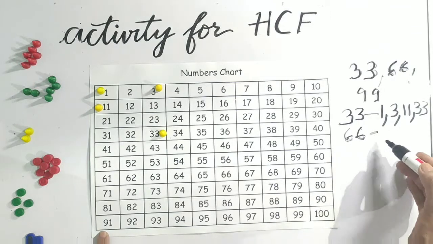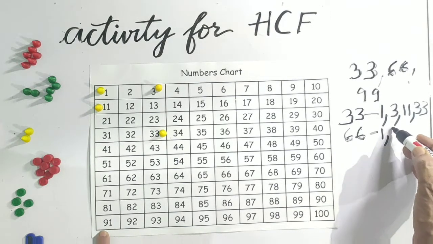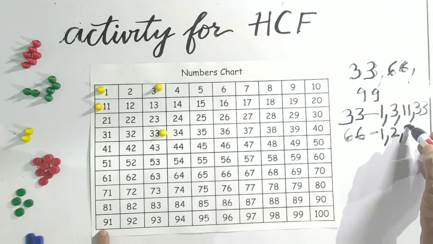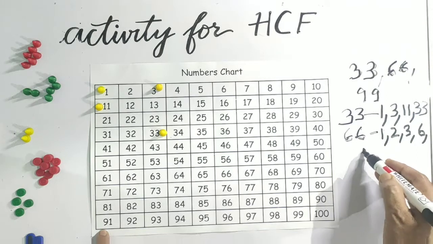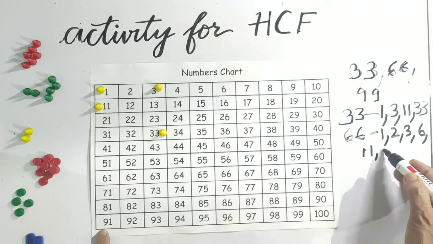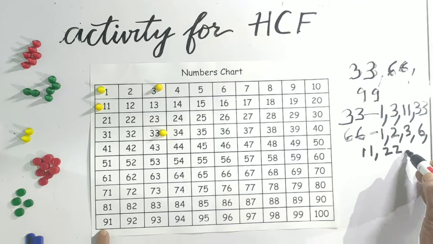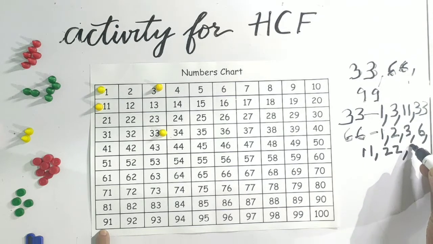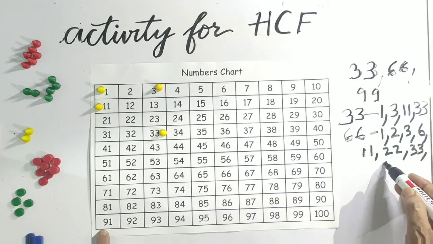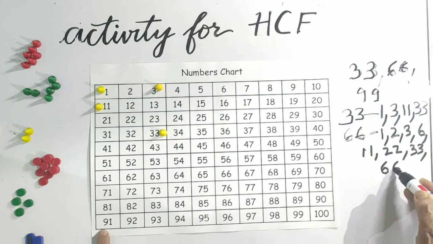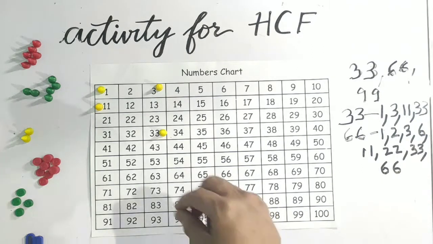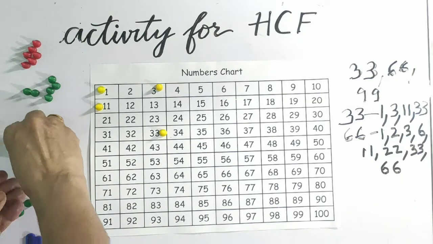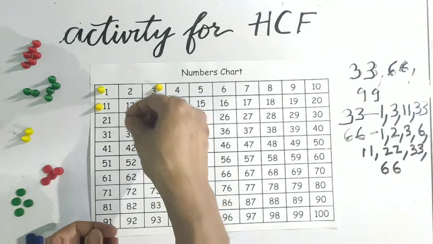So for 66 what are the factors? 1, 2, 3, 6, 11, then 22, 33 and 66. So these are the factors of 66. So take the tokens of red color.